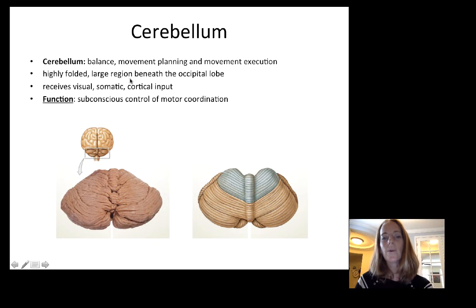It's a very highly folded region just below. Here's your occipital lobe back here in the back of the brain. To do this, it has to receive visual, body (where your body is in space), and cortical input. And it is subconscious. We don't have any voluntary control of the cerebellum.